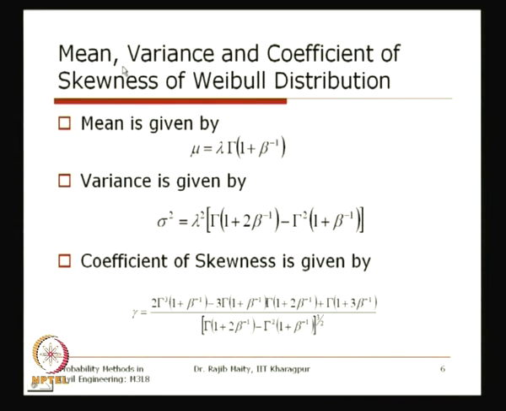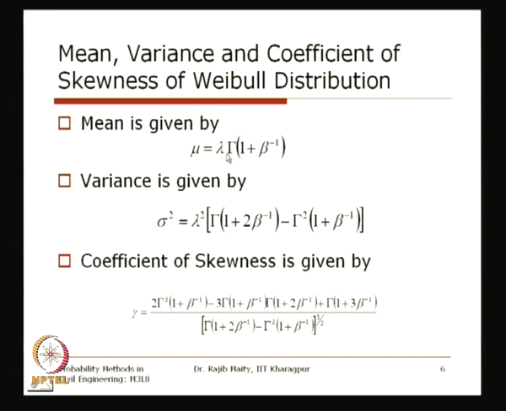Now, if we discuss the first few moments, the mean is given by mu equals lambda times the gamma function of 1 plus beta inverse, that is, 1 plus 1 by beta. We discussed this gamma function in some previous lectures while discussing the beta distribution and gamma distribution. If we know the value of beta, we will know the value of this gamma function, and we will be able to calculate mu.